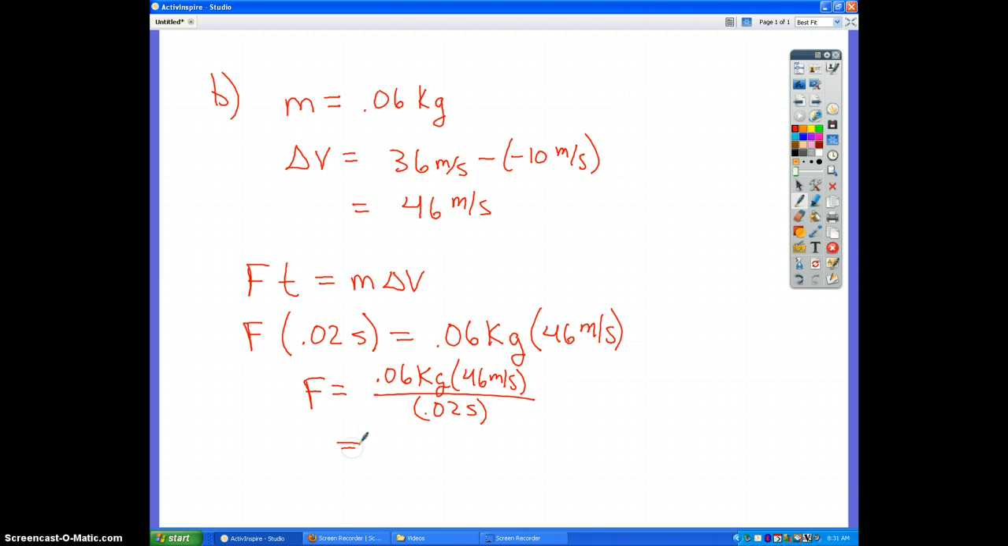When you go through and figure out how many newtons that is, you'll find out it's 140 newtons, or 140 kilograms times a meter per second squared.